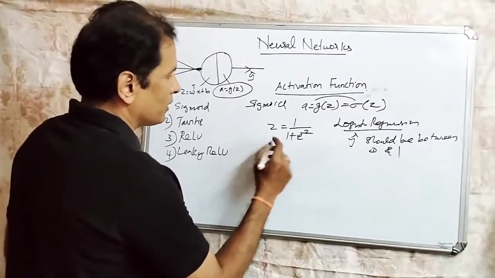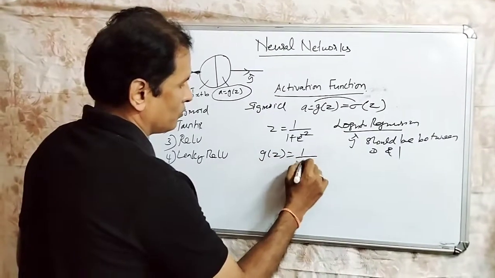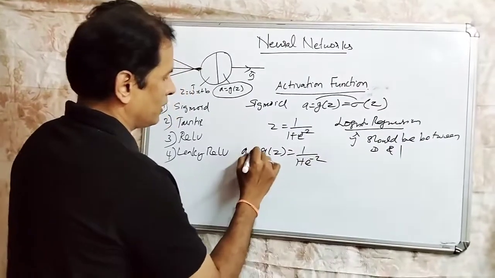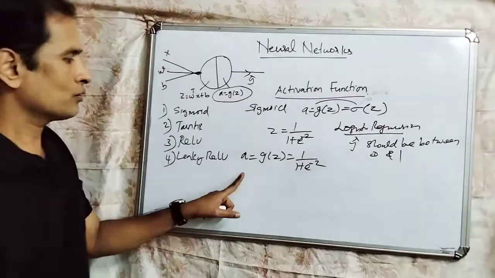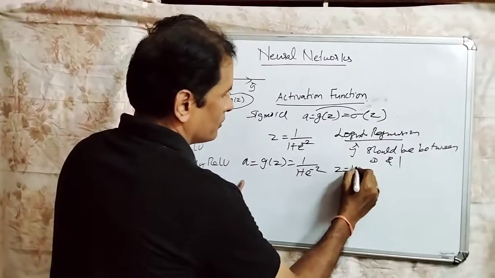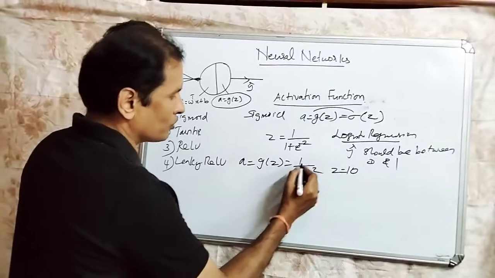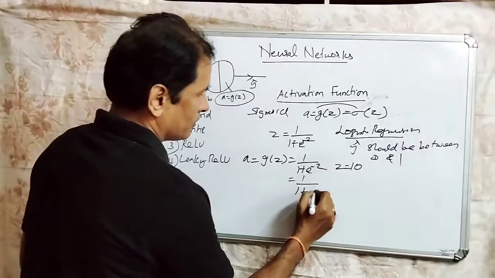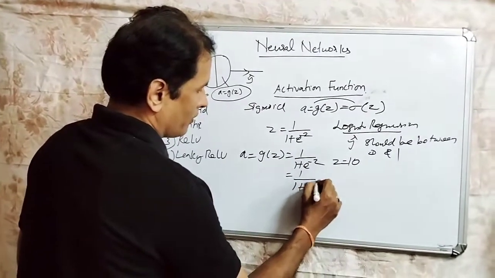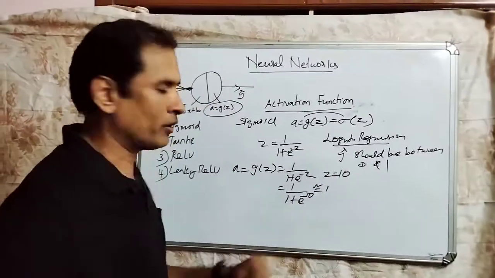So assume that g of z is equal to 1 by 1 plus e power minus z, which we can call a. Right? What I am trying to do is substitute a value for z, say 10. When we substitute z equal to 10, I will get a value approximately equal to 1.